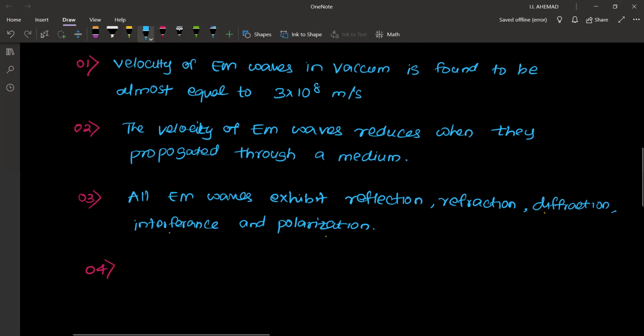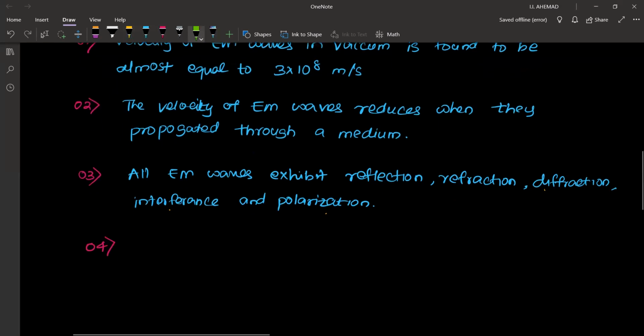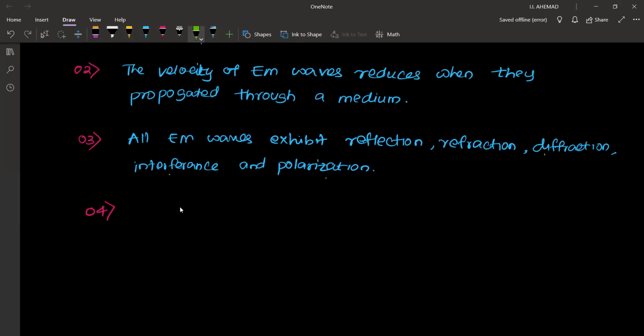This polarization is a bit special. The reason is we can polarize transverse waves, but we cannot polarize longitudinal waves. So first we must understand what is a transverse wave and what is a longitudinal wave. We must get the difference between them. And then let's look at what is polarization.